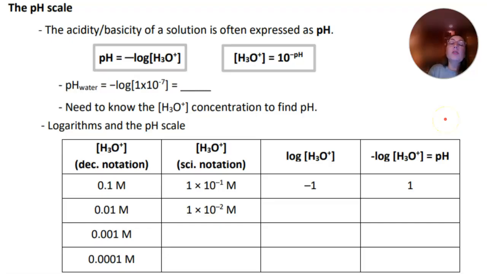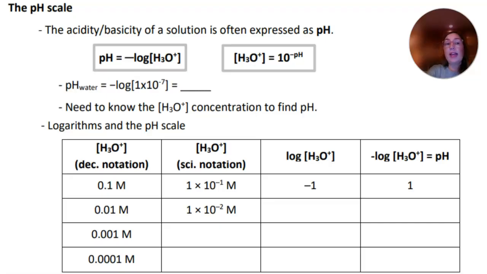Okay, so the acidity and basicity of a solution is often expressed as pH. It's sort of for power of hydronium. Power of hydronium is where that comes from. Okay, so the formula for calculating pH is that you take the negative log of the H3O plus, or the hydronium ion concentration. The inverse of that equation is to find H3O plus, you raise 10 up to the minus pH. 10 raised to the power of the negative pH. It's just the opposite or the inverse of that equation.